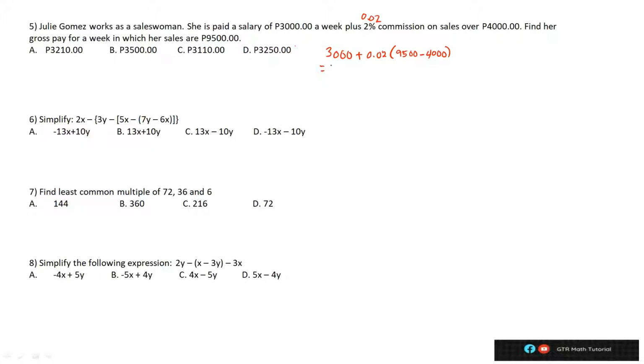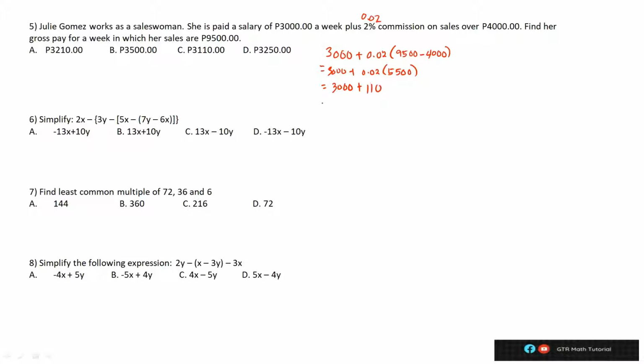Okay, so that is our expression for the salary. That is Julie Gomez's salary. So, therefore, we have 3,000 plus 0.02 times 9,500 minus 4,000. So, that is 5,500. You can use a calculator. So, we have 3,000 plus 0.02 times 5,500. So, that is 110. Right? Remove the two zeros, so just 110.